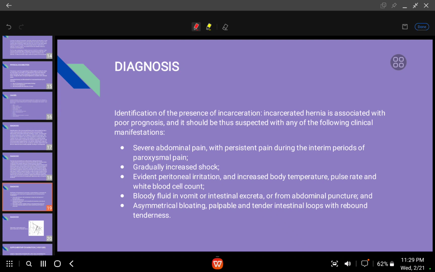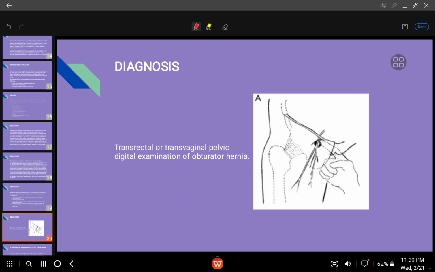asymmetrical bloating, palpable and tender intestinal loops with rebound tenderness. So here you can see the transrectal and transvaginal pelvic examination of obturator hernia.